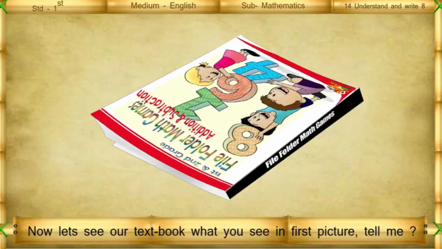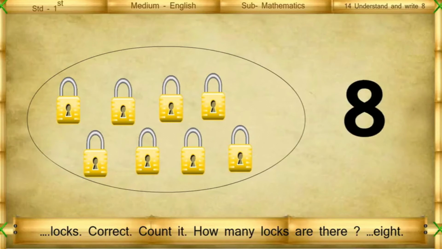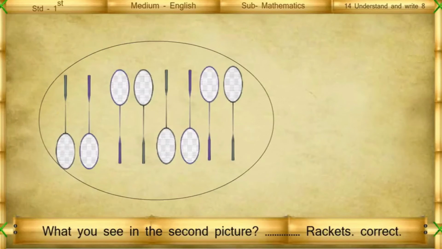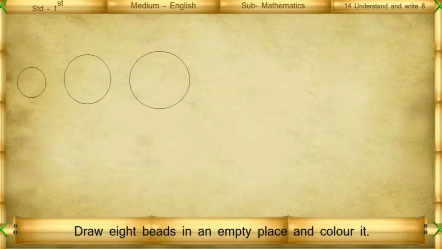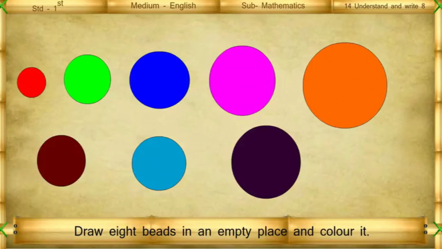What do you see in the first picture? Tell me. Locks. Correct. Count them. How many locks are there? 8. Correct. What do you see in the second picture? Rackets. Correct. How many rackets are there? 8. Correct. Draw 8 pairs in an empty place and color it.